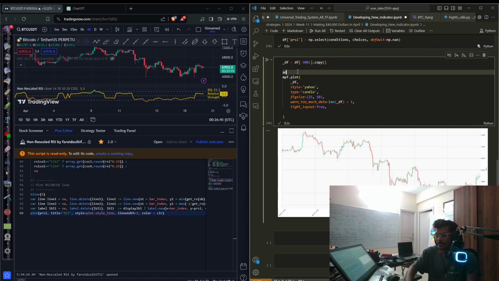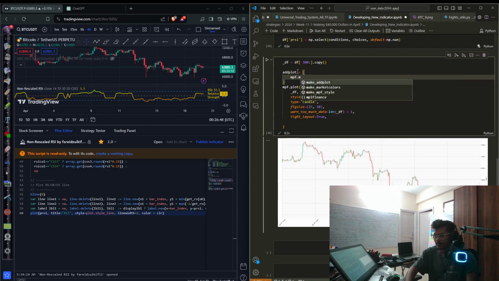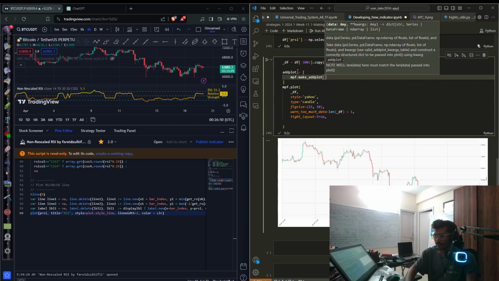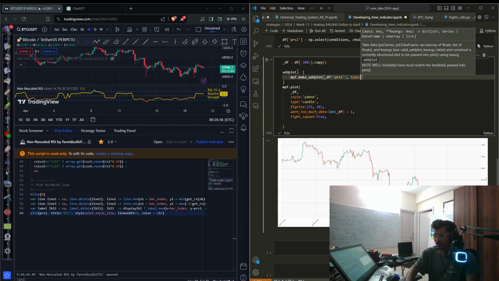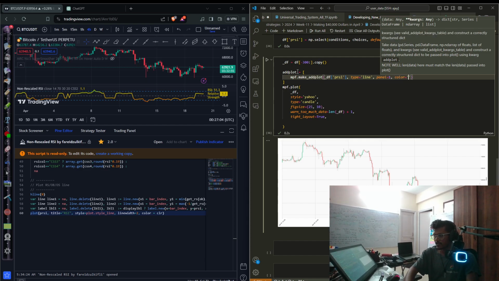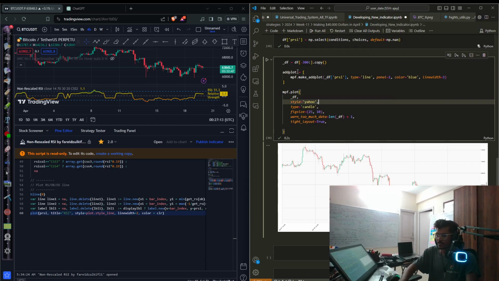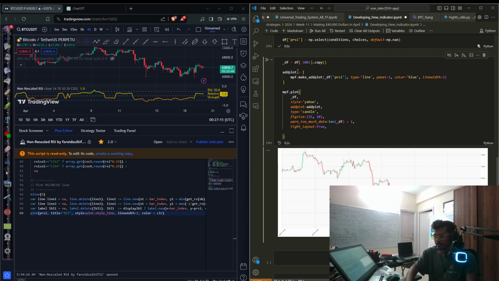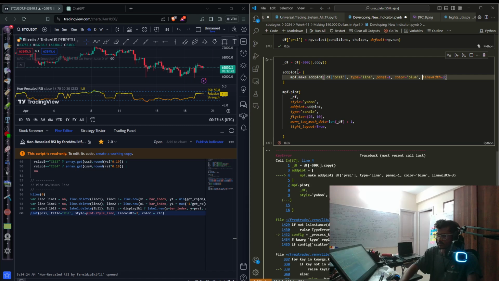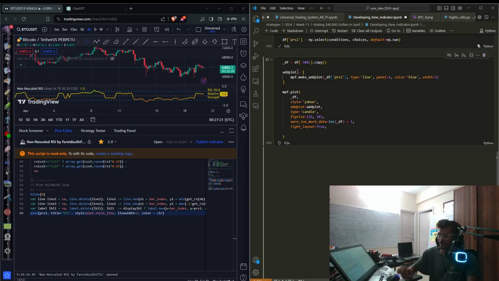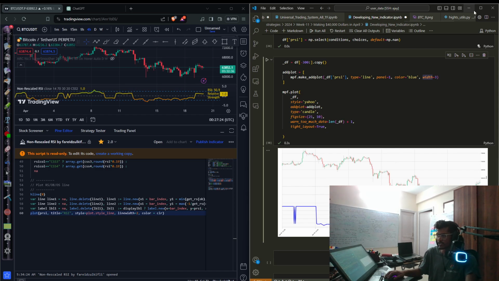And then I need add plots. Make add plot. We want PRSI. We want it to be line. We want it in the first panel. Color is, you know what, blue. Line width 3, or just width, I guess. Add plot, add plot. See, it's just width. Interesting.